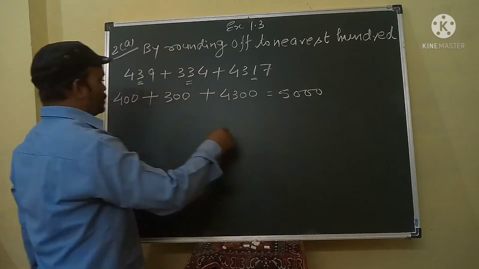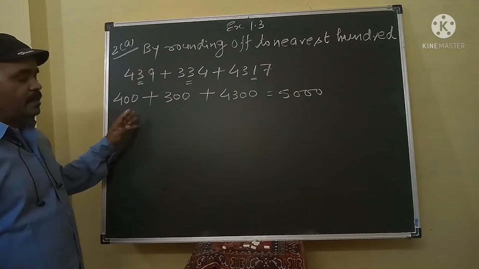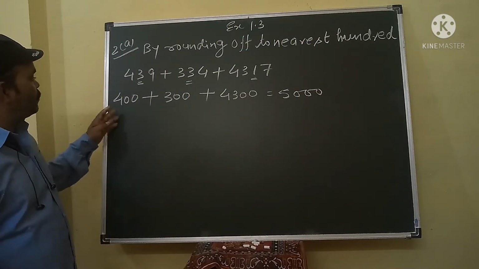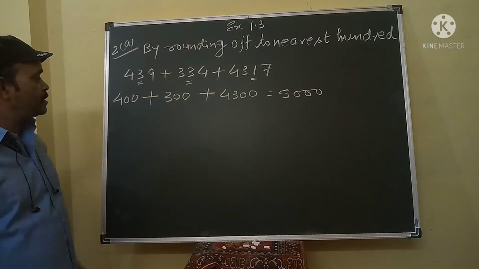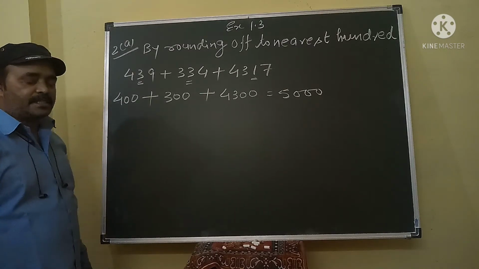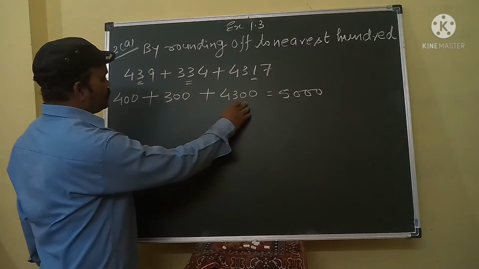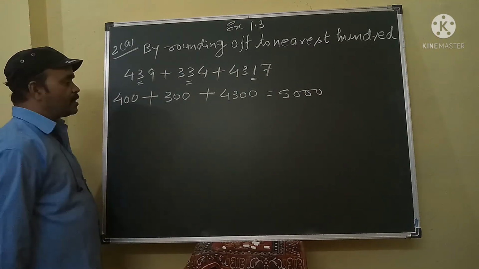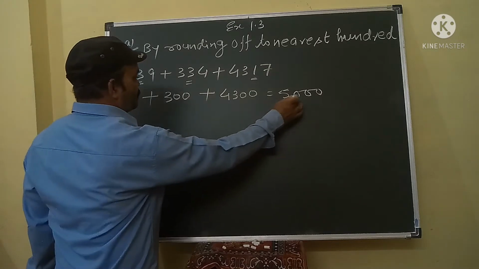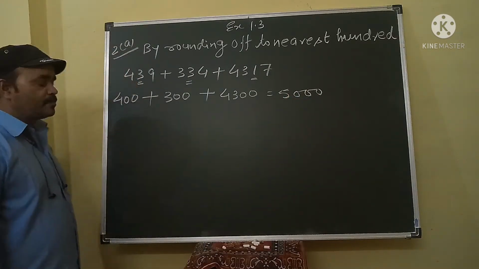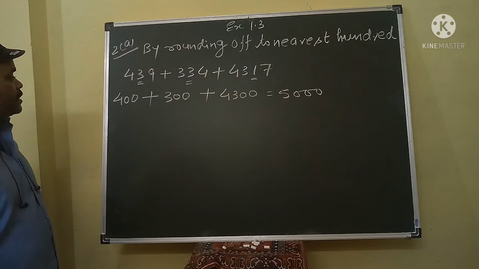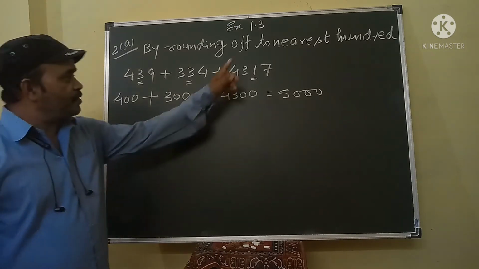After adding, you will get 5,000. And you know very well the procedure of addition; you have already discussed it in the previous class. After adding these three natural numbers, you will get the sum 5,000. Okay. This is the answer of the first part.